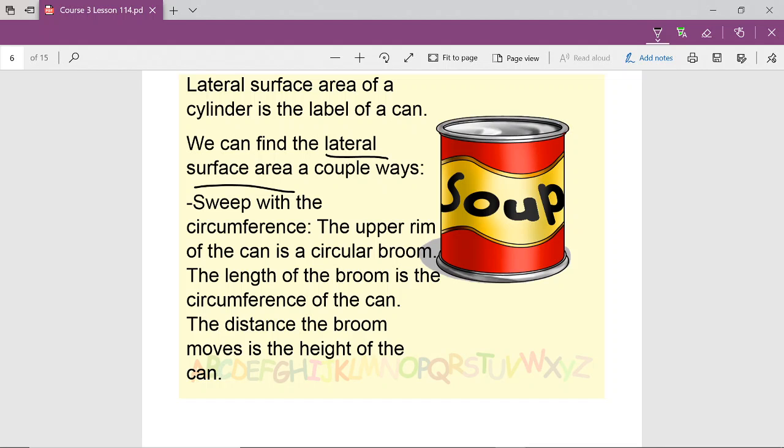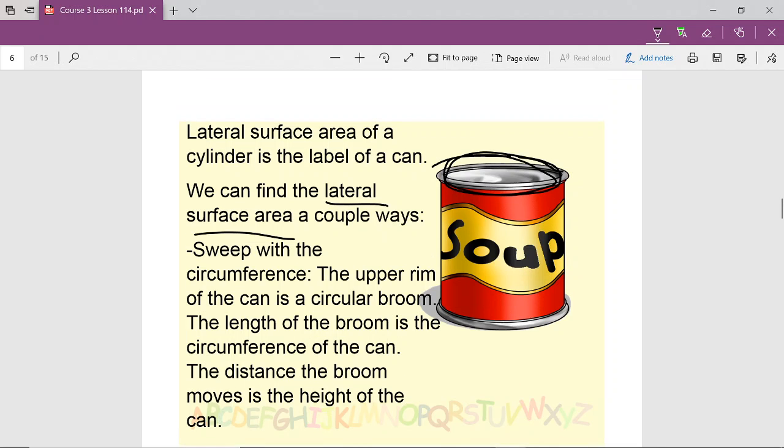So one way to think about this is sweep with the circumference. What we're saying is the upper rim, so this part right here, is like our broom. It's a really weird circular broom that has a handle right in the center, and we are actually sweeping down the sides of this can. So if we were to find the lateral surface area, I would find the width of the broom, which in this case is a circle, times how far it moves, which is the height.